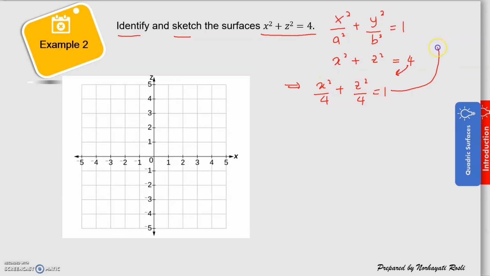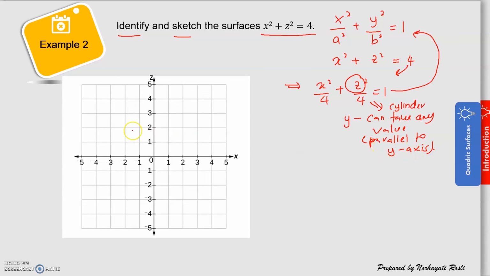Now, it is in this kind of general form, but its variable for y is changed to z. So we know this kind of equation will give us a cylinder. But here there is a missing variable, or we can say there is no y variable in this case, which means that when we form a cylinder in R3, y can take any value, or our cylinder will be parallel to the y axis. But before we go to R3, we can draw this one in R2.